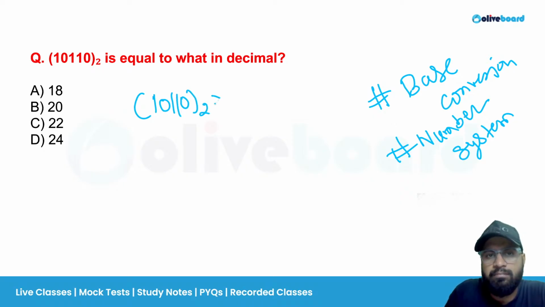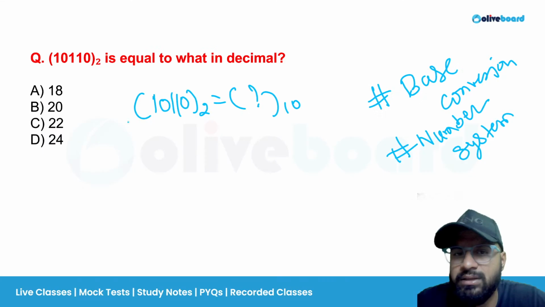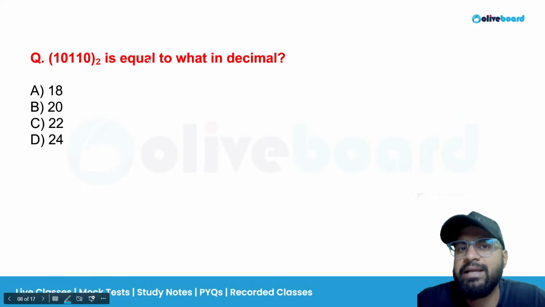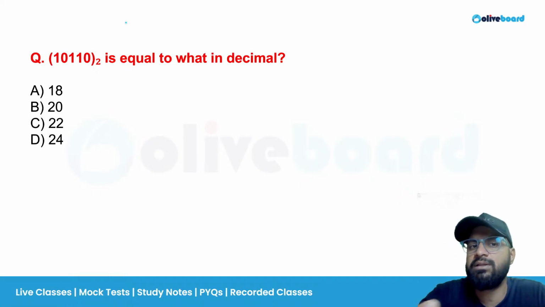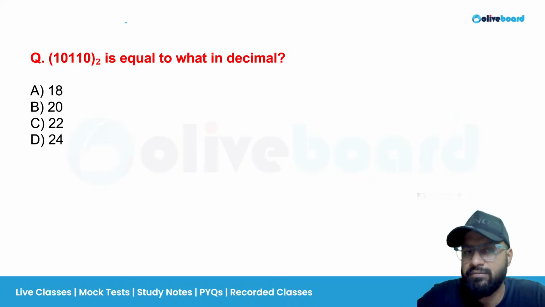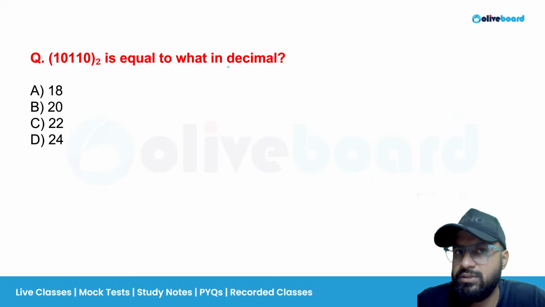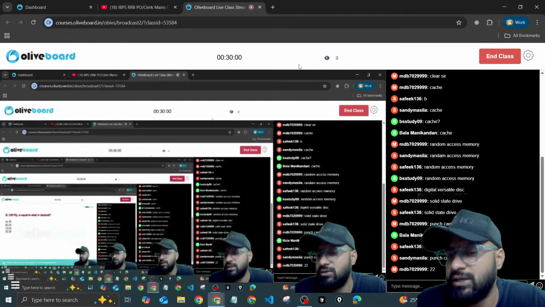10110. This is your binary, and we want to convert it into decimal here. So which one will be the correct answer? Like that, see guys, you can get a base conversion between decimal and the different base numbers in the number system. Here I'm just talking about converting binary into decimal. So which will be the correct answer? You can take your time.